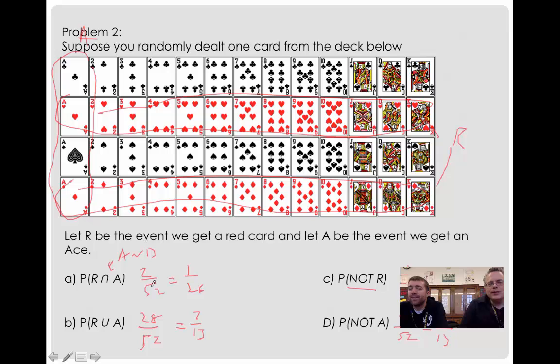Okay. So again, the main learning goal, understanding this notation. This is event R intersect event A. This is event R union A. So the words and, or go with those. Okay? All right, cool.